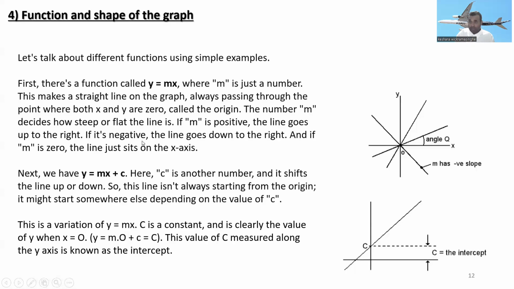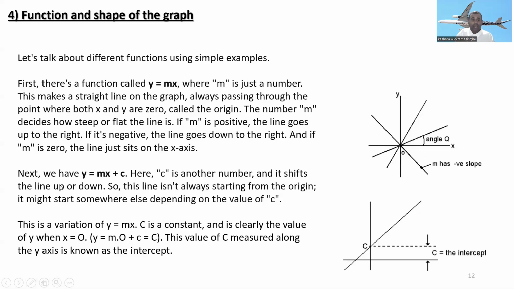So if m is negative, the line goes down to the right, okay? And if m is zero, the line just sits on the x-axis. Remember, if m is zero, it means there is no x, and then y equals 0 times x, so y equals 0. Y equals 0 is here, then the line goes along the x-axis, right? Okay, and if m is negative it goes to this side, all right?